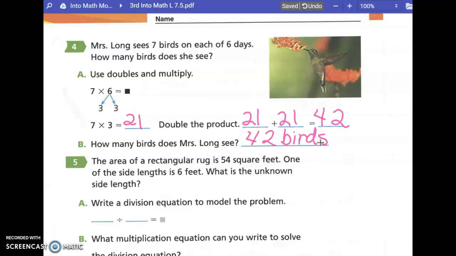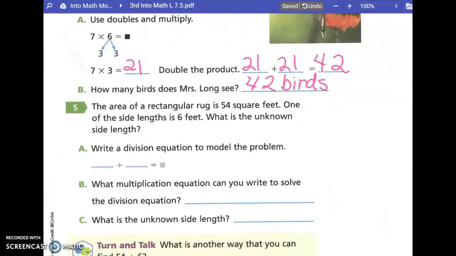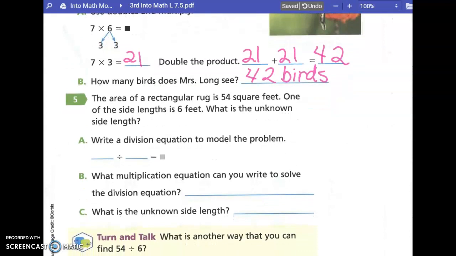The area of a rectangular rug is 54 square feet. Now we're talking about area. Remember, that's the covered surface, the area of the surface of something. One of the side lengths is 6 feet. What is the unknown side length? Write a division equation to model the problem.